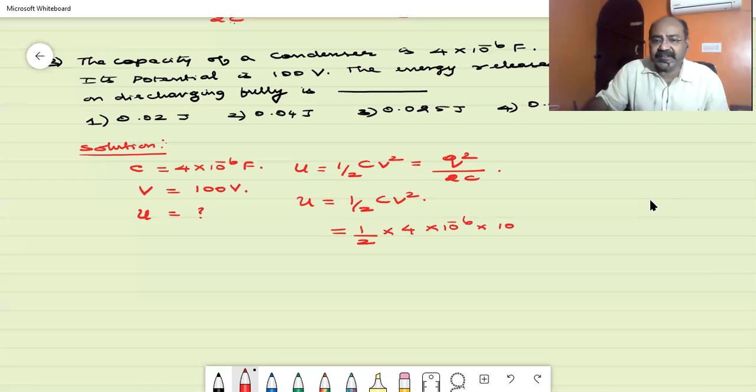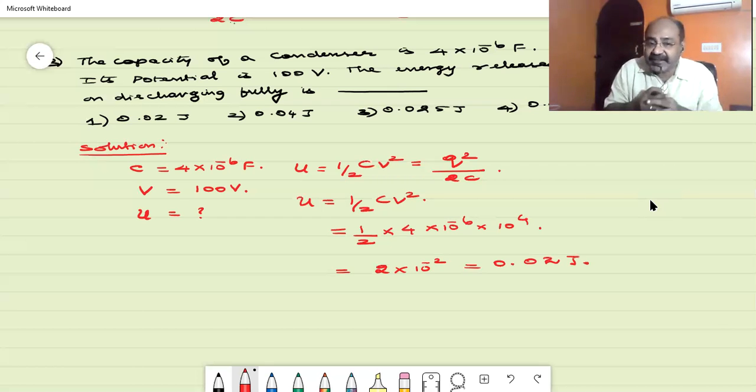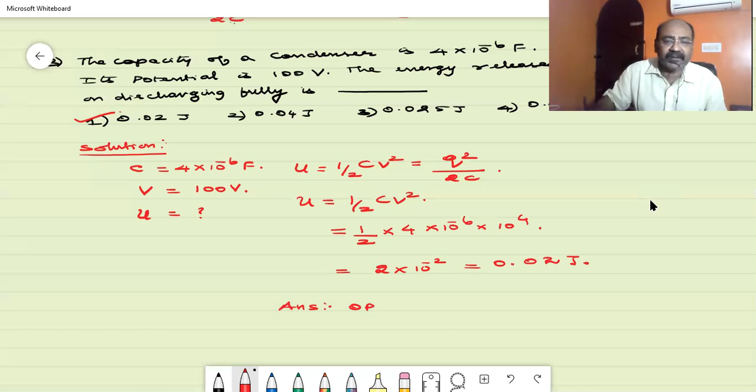So square is 10 power 4. On simplifying, when I am cancelling this, I will be getting 2 into 10 power minus 2, or the answer is 0.02 joule, the amount of energy that was being released. If that is the case, option 1 is taken to be the answer. So I can write the answer is option 1.